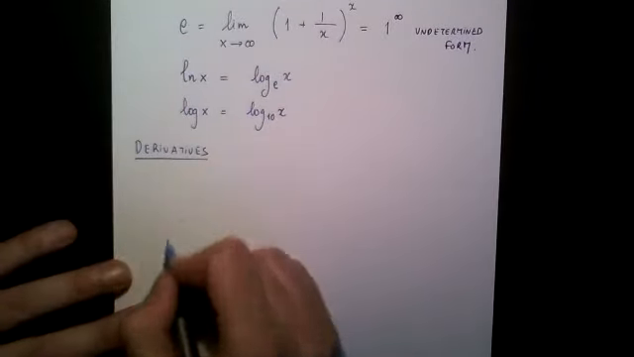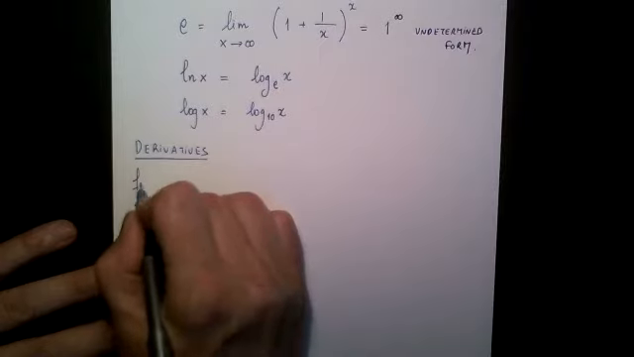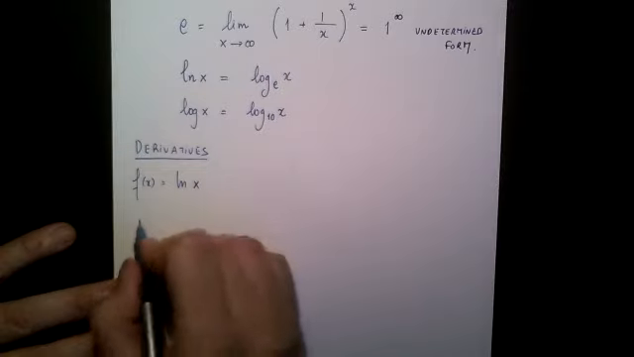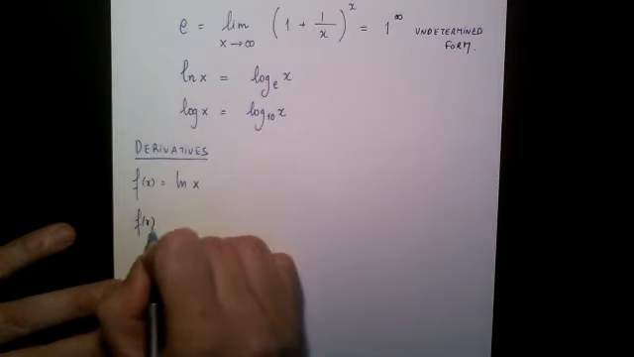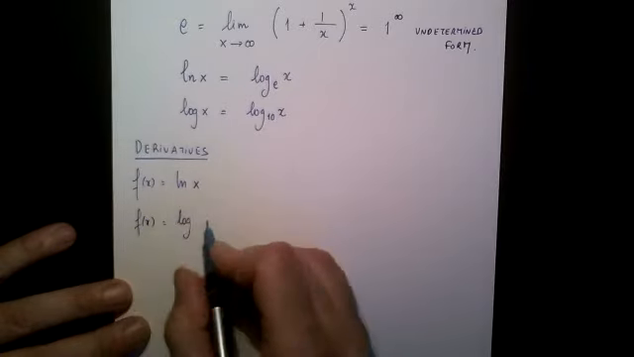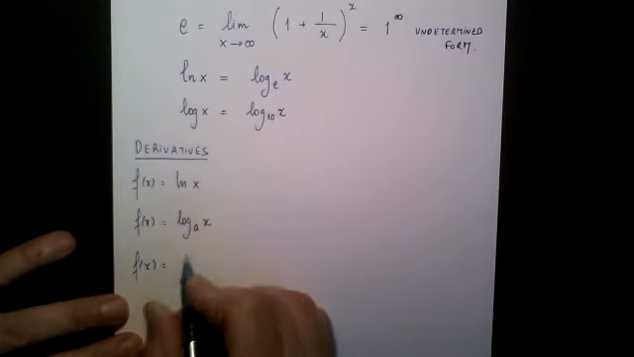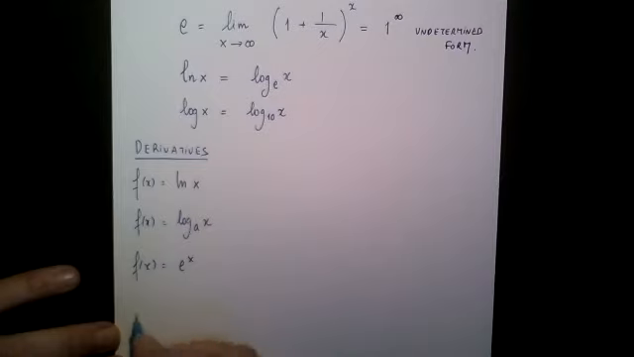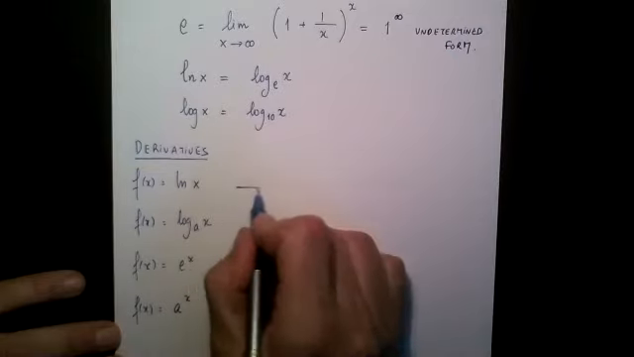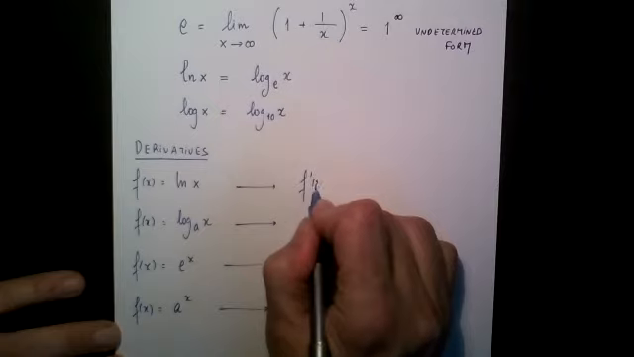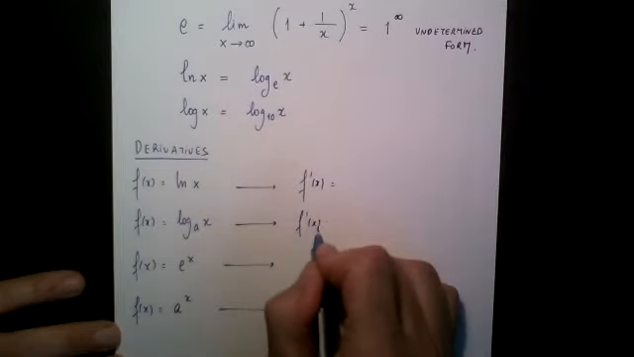All right, so there's 4 of them I want to talk about. If f of x is equal to the ln of x, then if f of x is the log in base a of x, then if f of x is e to the power of x, and then if f of x is any number a to the power of x. In each of these cases, I want to find the derivative, so f prime of x for each one.